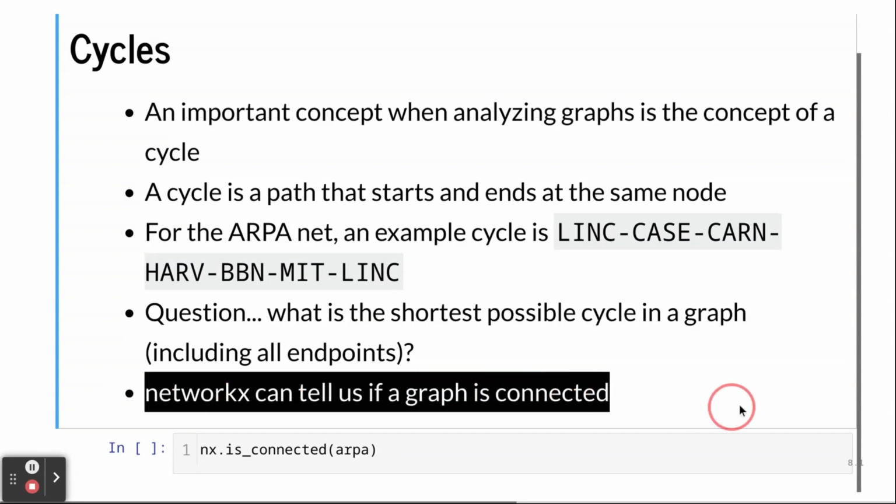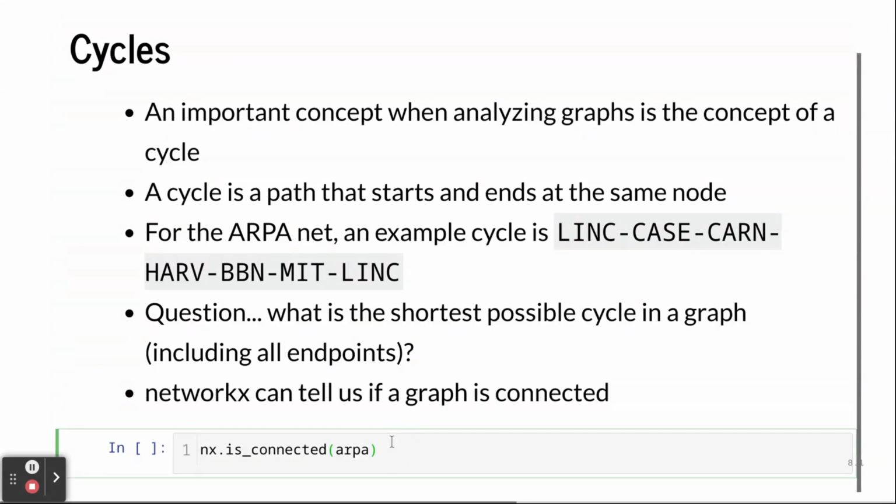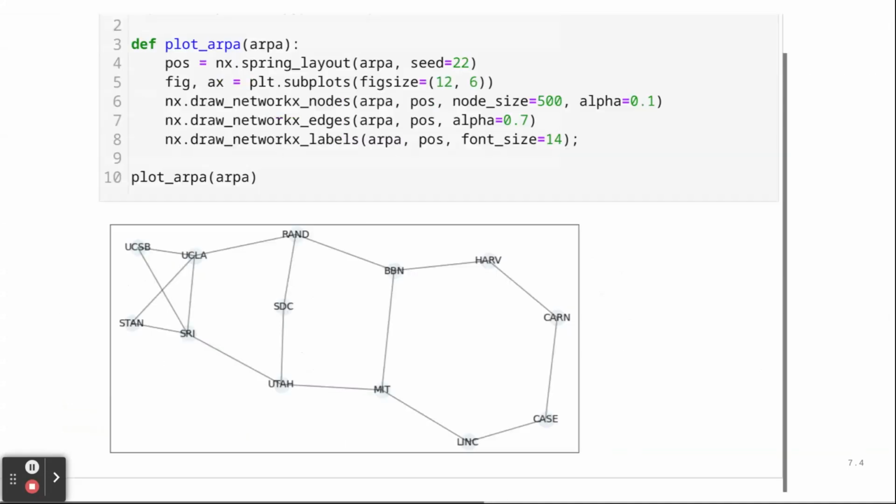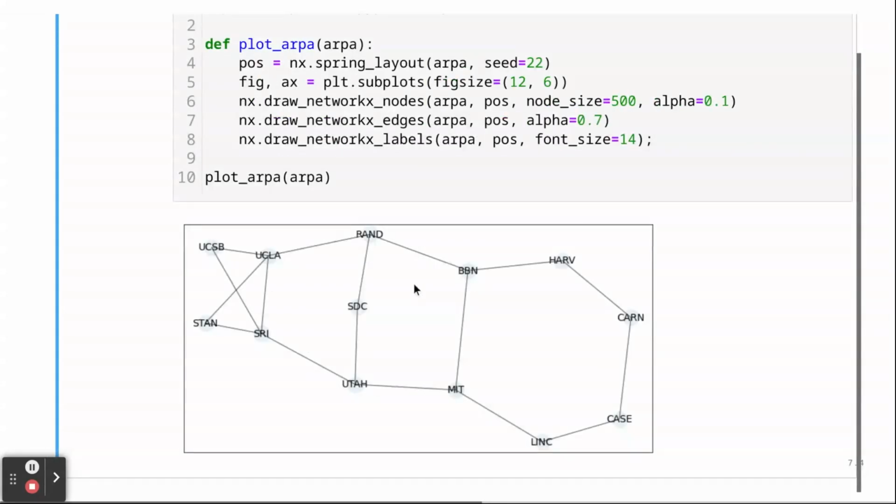Now, NetworkX can tell us if a graph is what's known as connected. We'll talk about this definition of connected. A connected graph means that each node in the graph is reachable via some path from every other node in the graph. So consider this graph right here and think about that definition. A graph is connected if every node is reachable via some path from every other node.